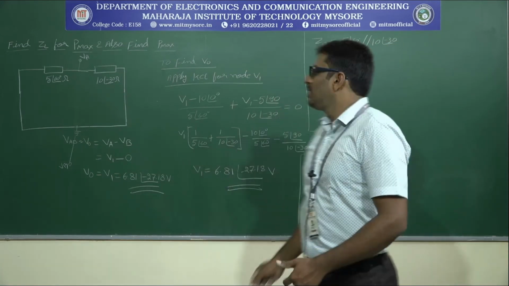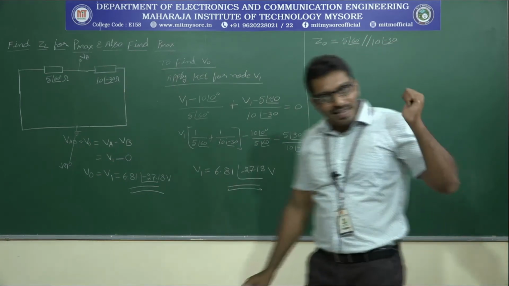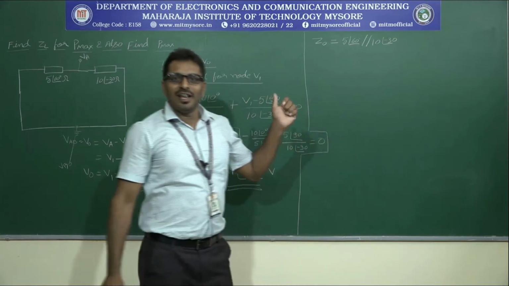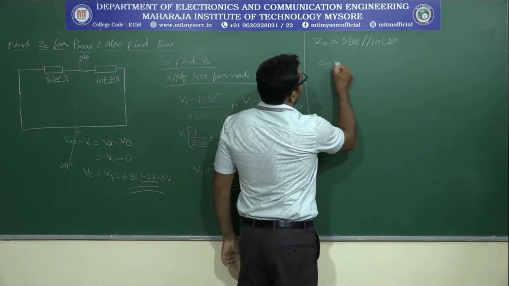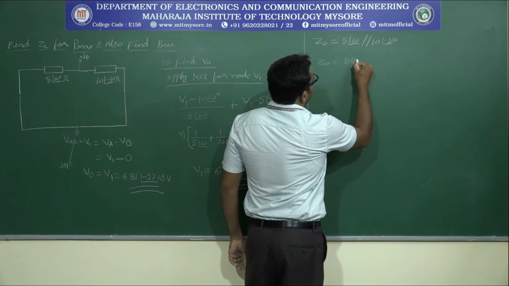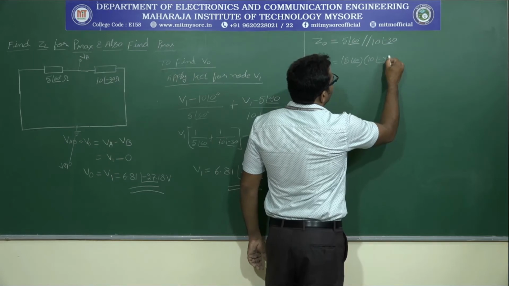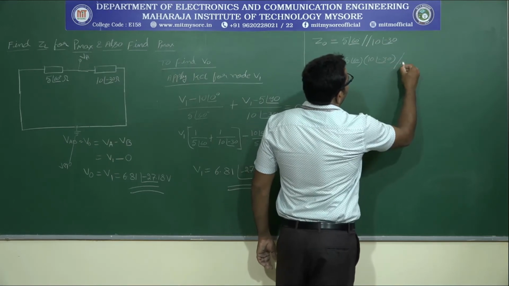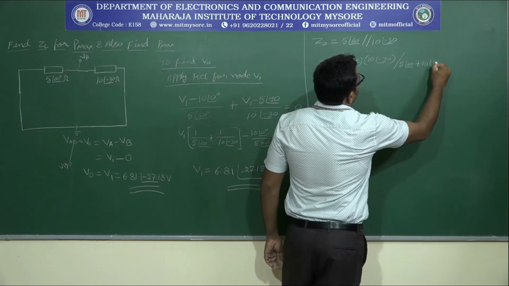Please keep your calculator in complex mode and calculate this parallel combination effective value. What is the formula? Z is equal to 5 at an angle 60 times 10 at an angle minus 30, divided by 5 at an angle 60 plus 10 at an angle minus 30.